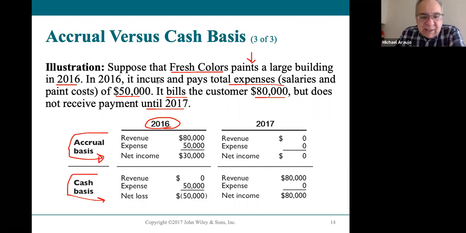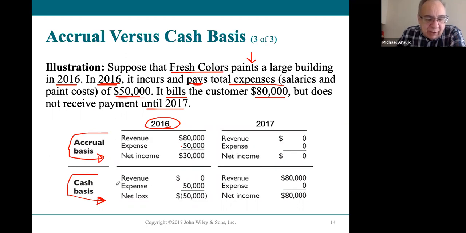These expenses of $50,000 were attributed to the work that was done in 2016. So we have to recognize the expenses in 2016. That's not true for the cash basis, because the cash basis simply records it when the cash is either paid out or received. So in 2016, they did pay $50,000 of bills, of expenses.